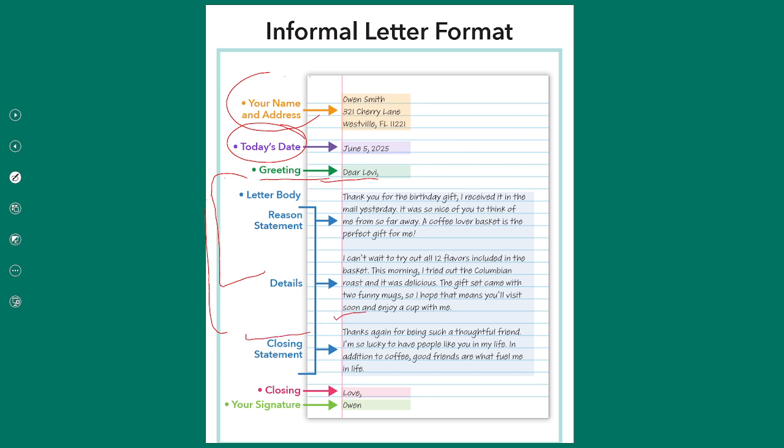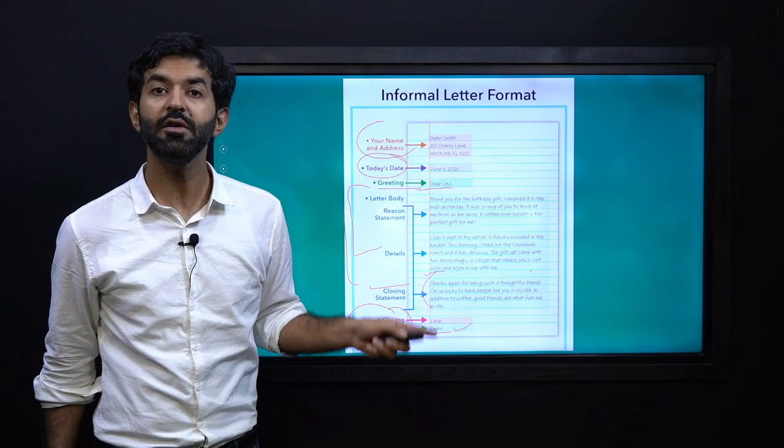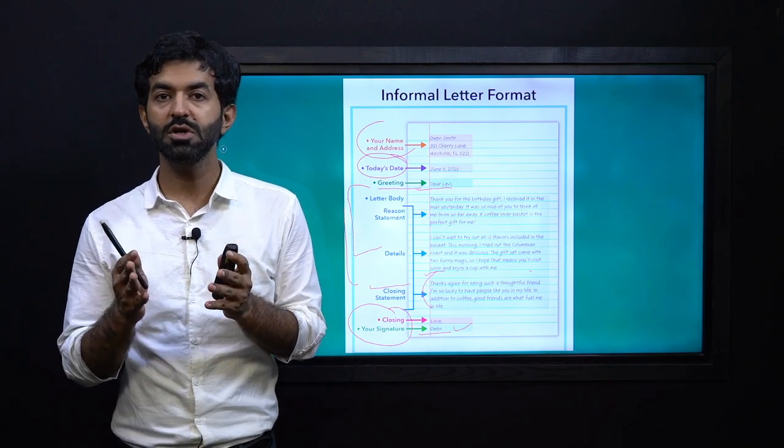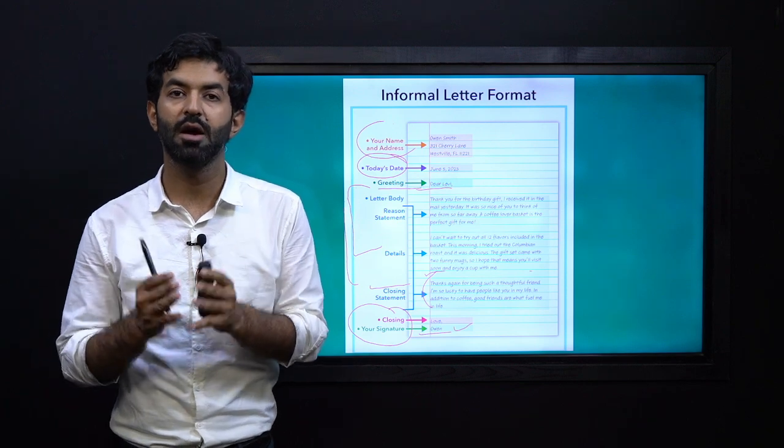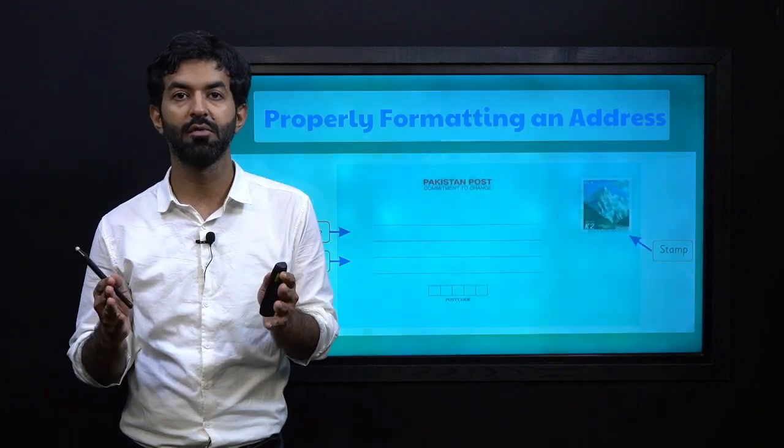This will be your closing statement. Thanks again for being such a thoughtful friend. You are going to close. Your final verdict and closing statement will be written. Then you will close it with love, with respect, with lots of wishes, with very warm, different things you can write, and then you will close it with your signature or just write your name. And everything should be on the left side of the page. So students, now I hope that you can write a very good informal letter that is coming your way.